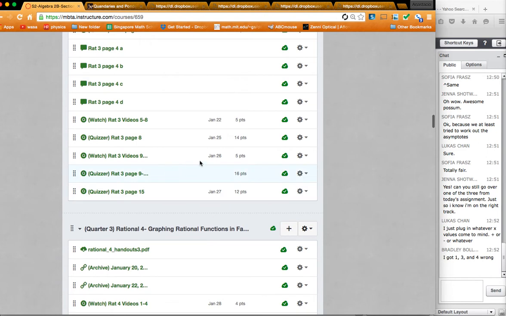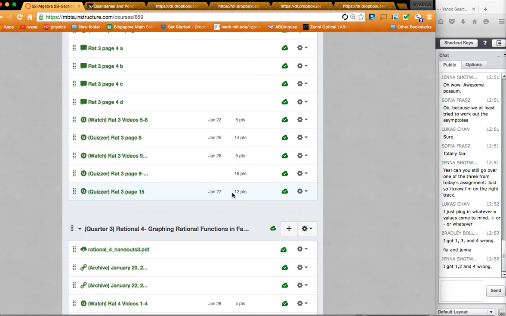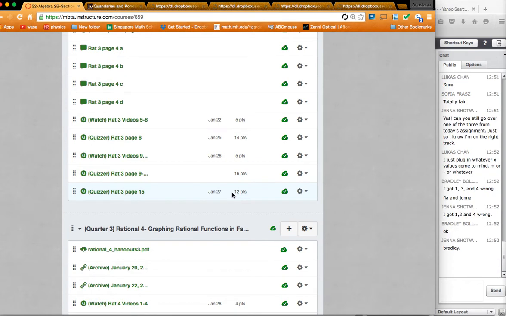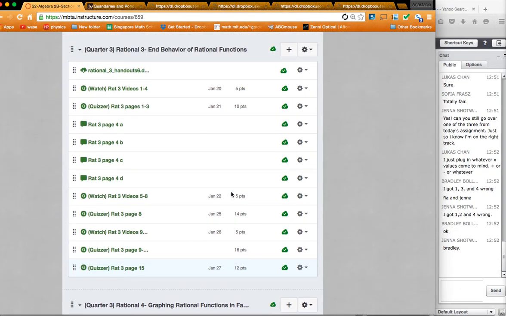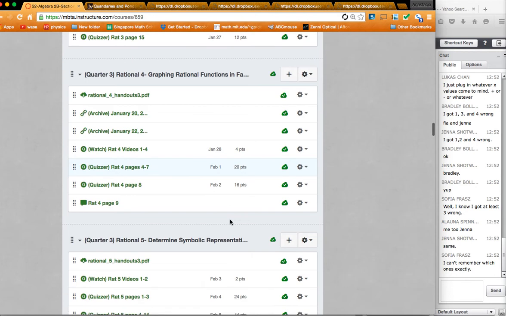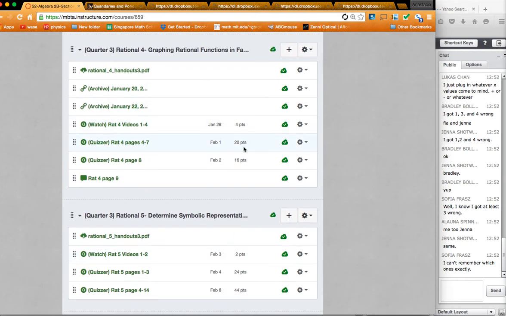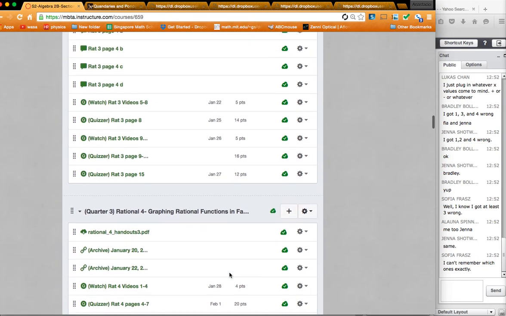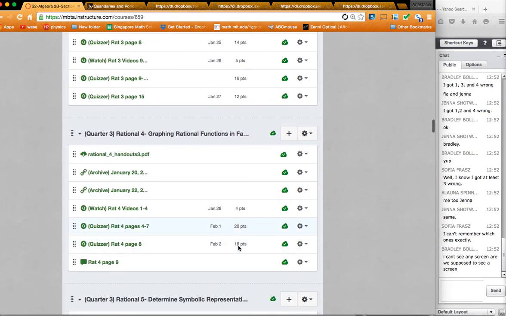So for Rat 3, it was page 8 and page 15. I gave you guys those points for free, because I know you know how to do them. I'm just asking you the question. See this homework from Rat 3? In order to answer the question the way I asked it, you would have had to understand information from Rat 4 and Rat 5. I ask very similar types of questions in Rat 4 and Rat 5, but those are fair game.